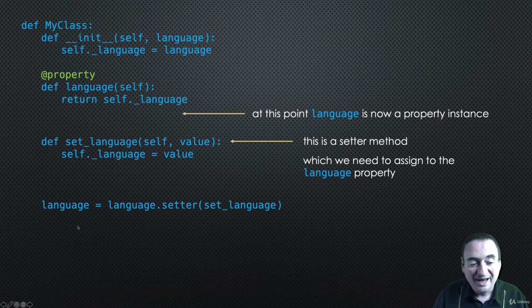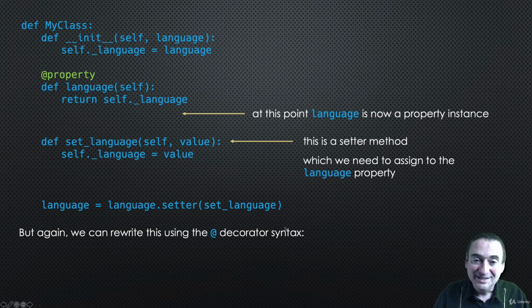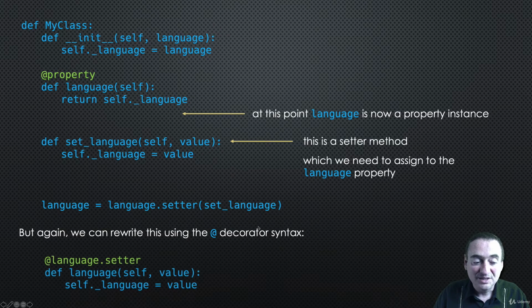So now we have a new property called language that has a getter method, which is going to be this method language, or this function, but when it's called, it will be called as a bound method. And then the setter is this function over here, setLanguage. And when it gets called, it also will be called as a bound method. But again, does this remind you maybe of decorators? So again, we can use the decorator syntax.